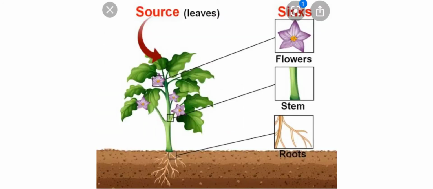Now let us see what is translocation. It is the process of transport of food materials from leaves to different parts of the plants. Here leaves are called sources, and flowers, stems, roots to which this food is transported are called sinks. You can see in the diagram. And this is done by phloem. Like transpirational pull, any type of pull is not there for transport of these materials from leaf to different parts. So it is done by active transport. Let us see how it is done.